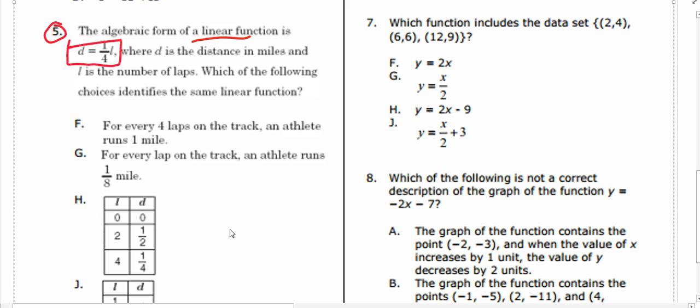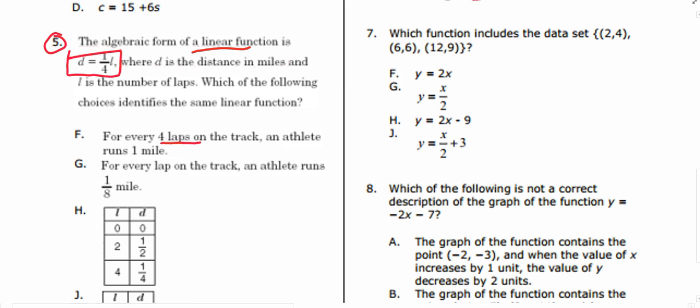Alright, we have to actually read these and see. F says for every 4 laps on the track, an athlete runs 1 mile. So if we run 4 laps, in this answer choice we have 4 laps, that would equal 1 mile. If you run 8 laps, that should equal 2 miles. And if you run 8 plus 4 is 12, it should equal 3 miles.